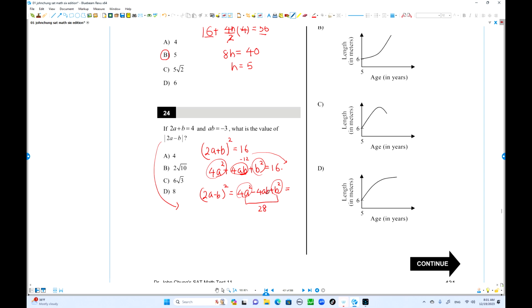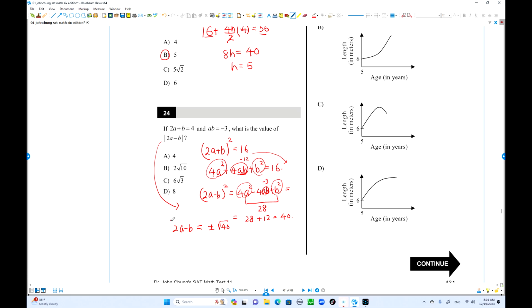Okay, but we still have these numbers. Still, this is negative 3, right? So 28 plus 12 equals what? 40. That's right? Okay. So 2a minus b squared is 40. You can take a square root. 2a minus b is how much? Plus or minus the square root of 40, right?